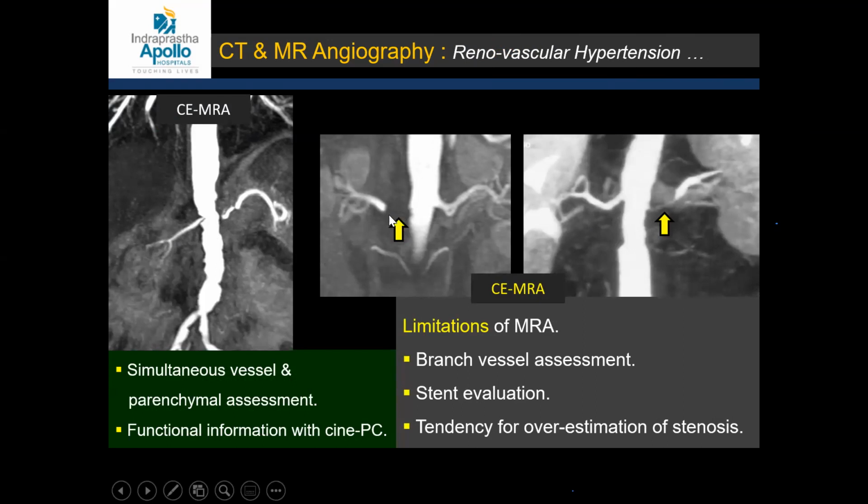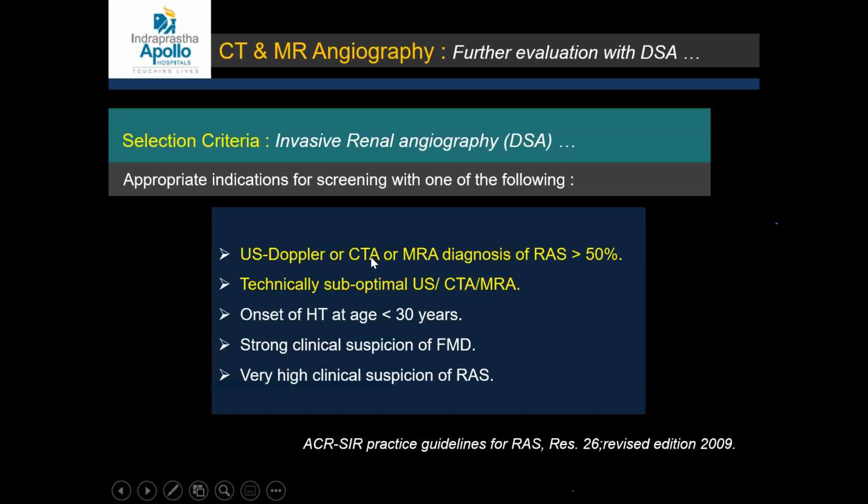This doesn't mean that this is occluded. There is artificial darkening because of the stent. So MRI is not good for stent evaluation. MRI is not good for exact quantification because it tends to overestimate.